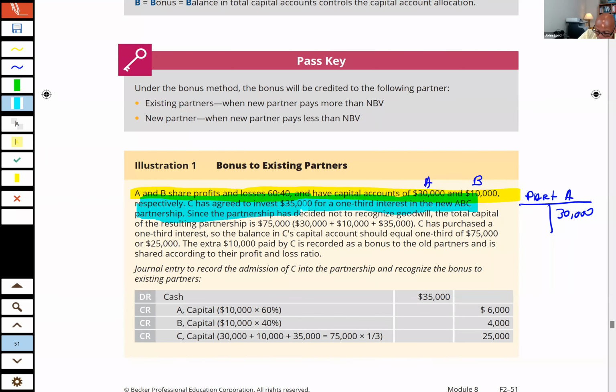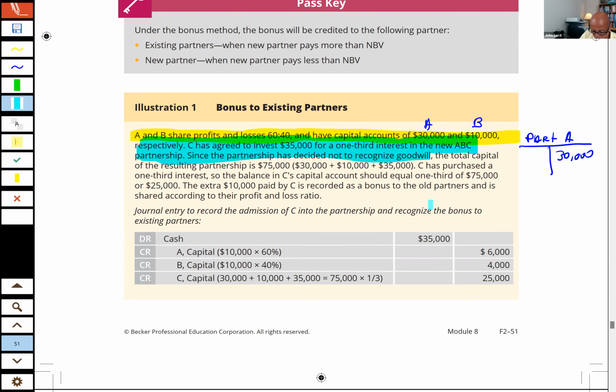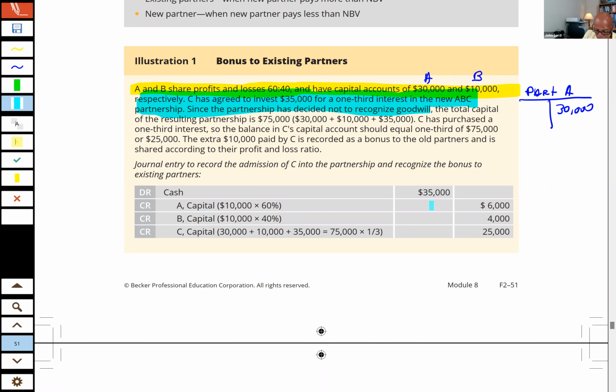Since the partnership has decided not to recognize goodwill, okay? And that's where the question would probably stop. And they could ask you a variety of questions. For example, they typically like to pick one of the existing partners and ask you what their equity account will look like after the new partner is admitted, say partner A.